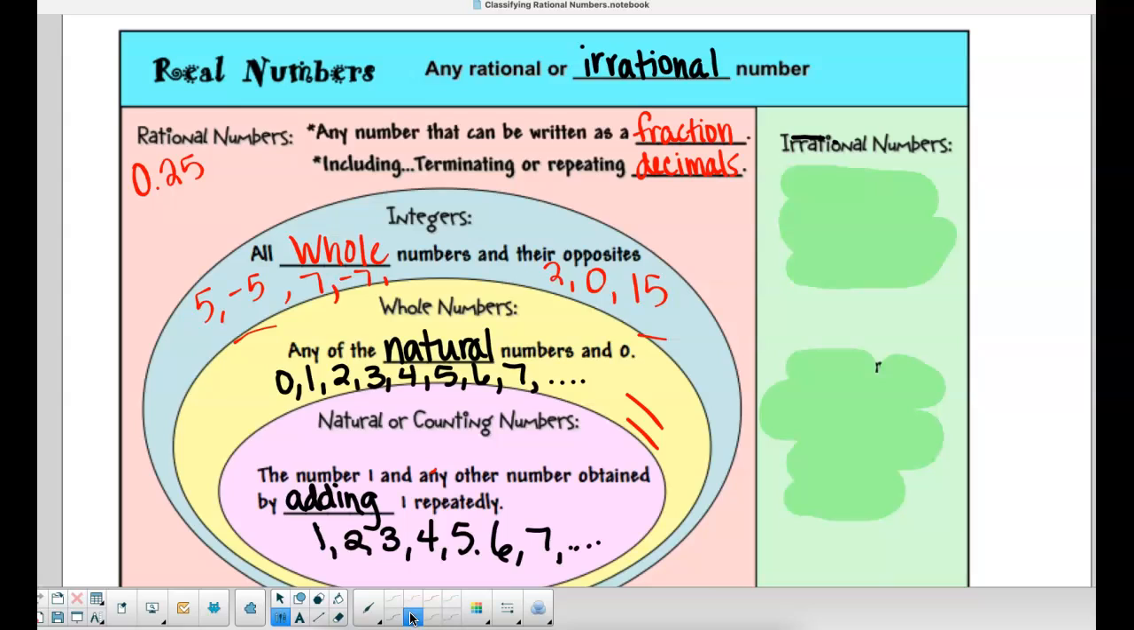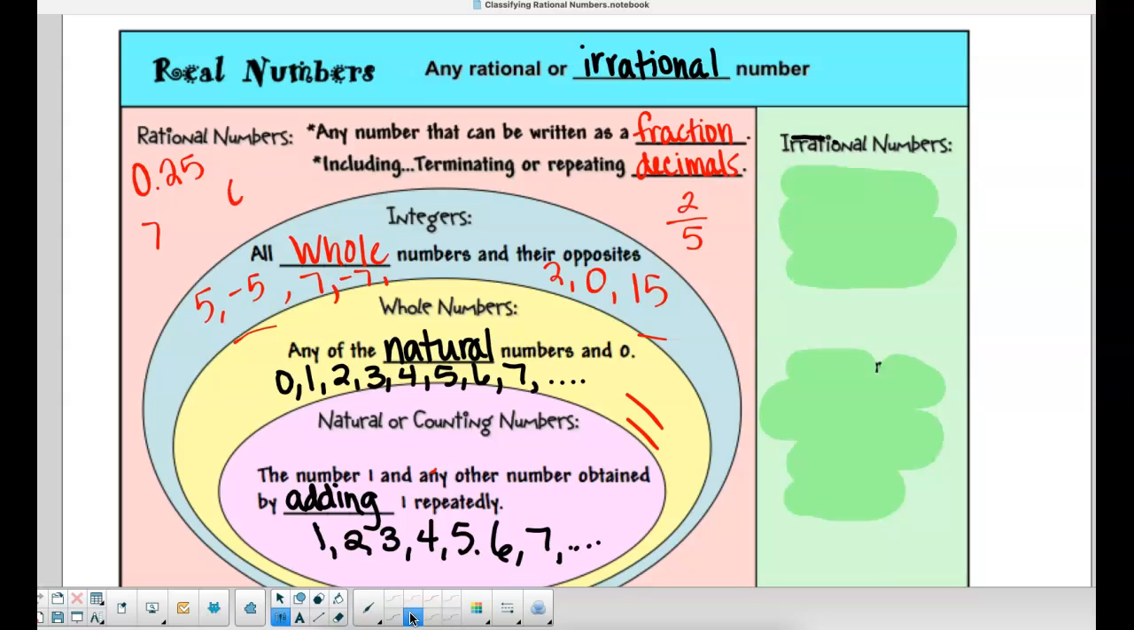Do you know a fraction? Are we alive today? Are you all breathing? Okay. Give me a fraction. 2/5. 2/5. That's a fraction. That's a rational number. Is 7 a fraction? Yes, because I could write it as 7 over 1, right?